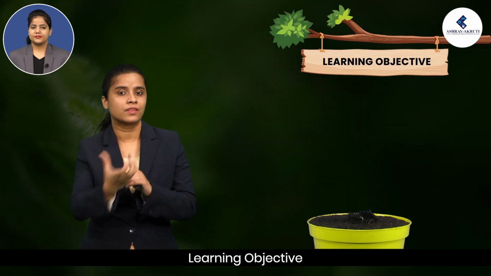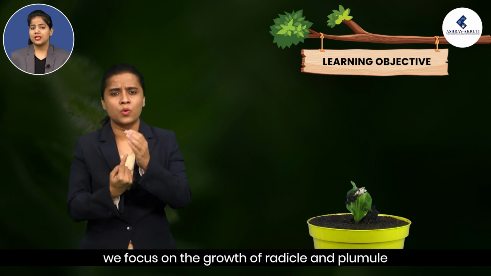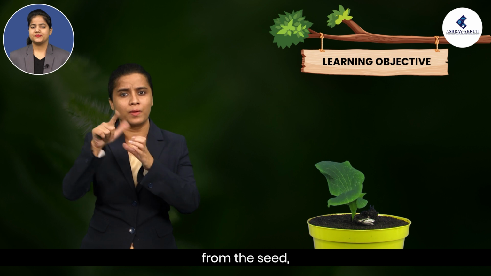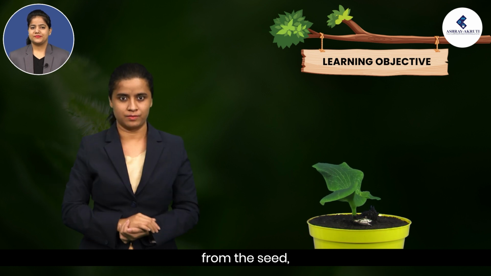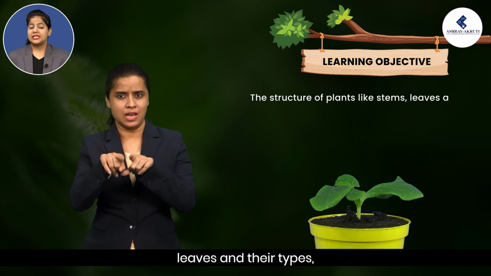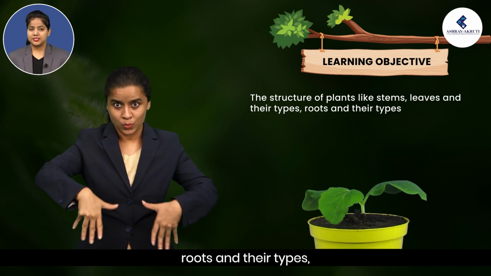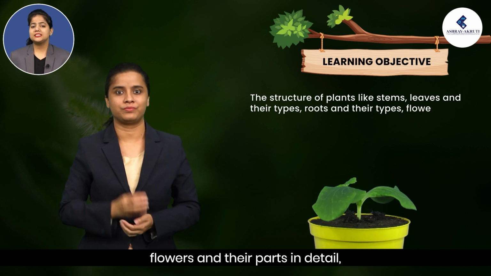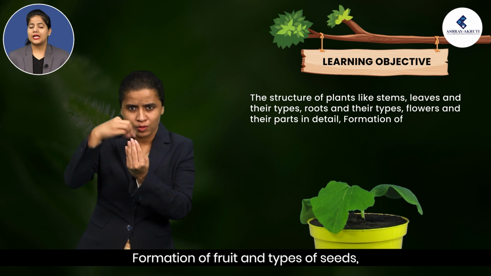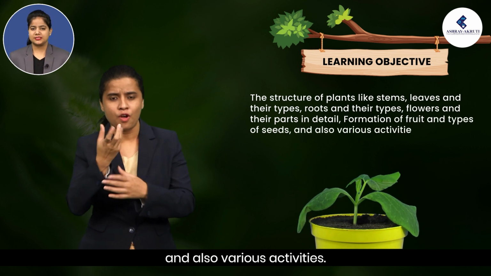Learning objective. In this video, we focus on the growth of radicle and plumule from the seed, the structure of plants like stems, leaves and their types, roots and their types, flowers and their parts in detail, formation of fruit and types of seeds, and also various activities.